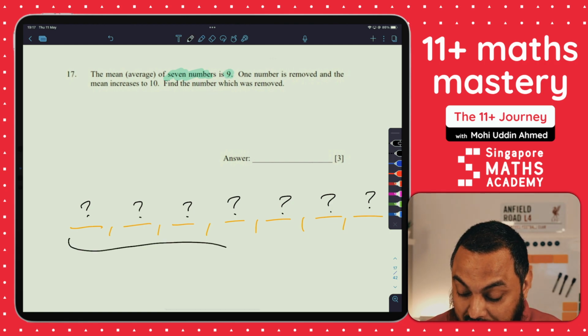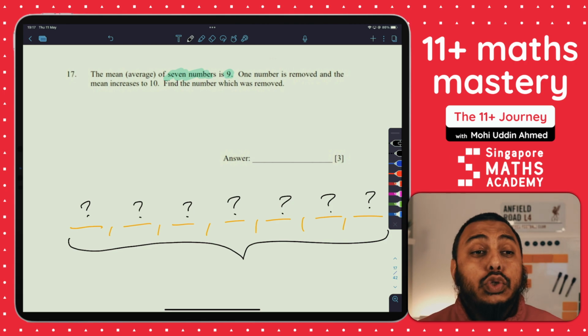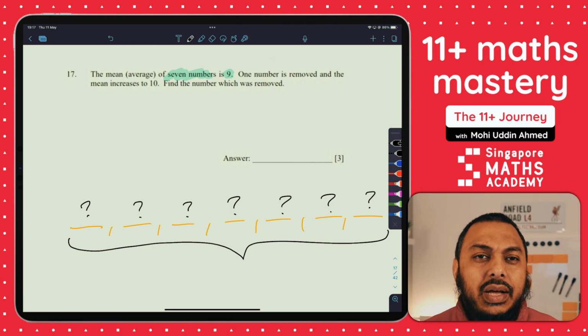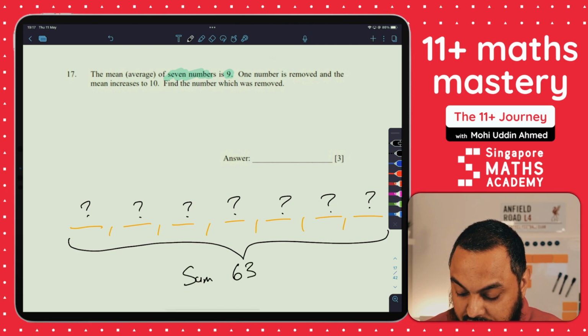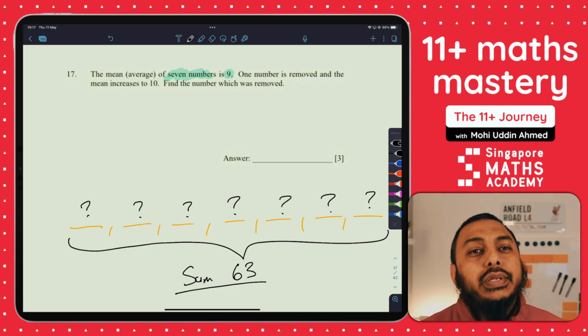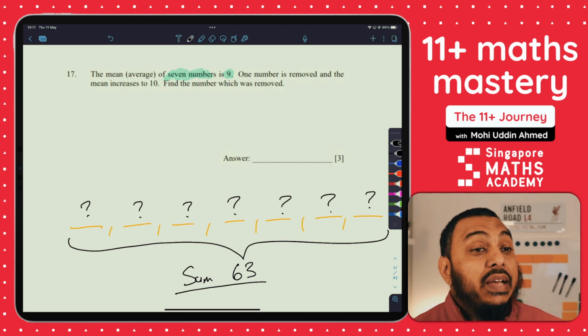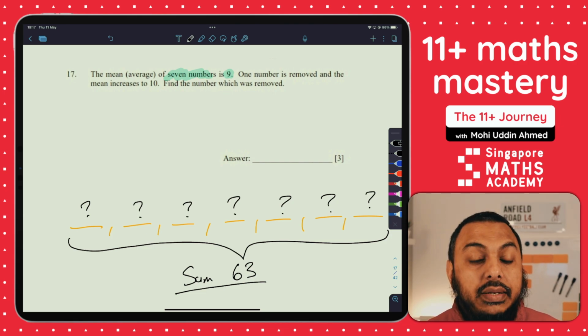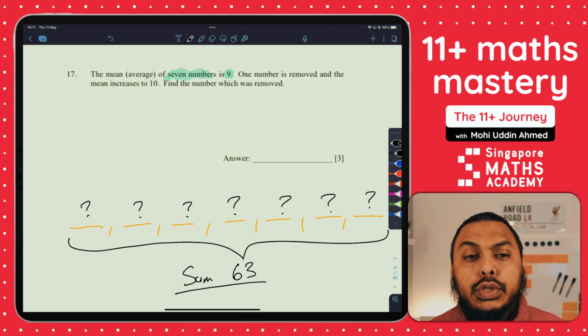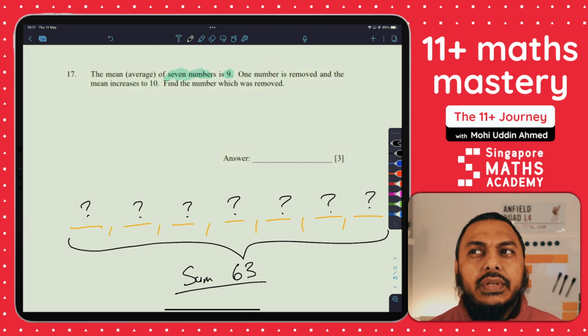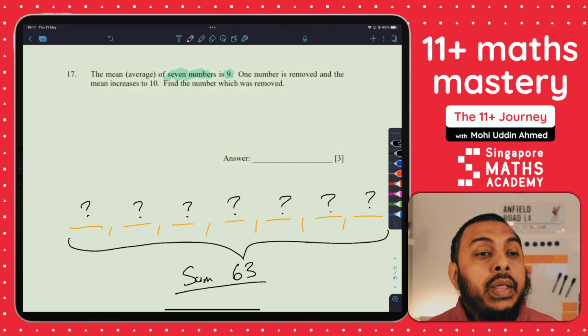And so altogether, I can work out the total, the sum of the 7 numbers, right? 7 times 9, 63. The sum of the 7 numbers must be 63, because 63 divided by 7 gives me that 9, which is the mean. We know the mean is when you add them all together and divide by how many there are. So 63 divided by 7 is 9, so it must be 63, the sum.